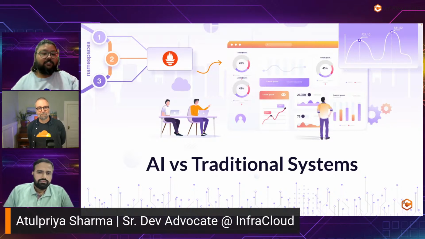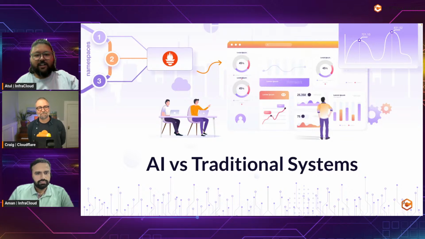But then the systems have changed quite a bit, and I think that's where I would lead into my first question, which would be to Aman, and that would be more around understanding how AI systems are different from traditional systems, and what are some specific requirements that are absolutely necessary to build an AI system?